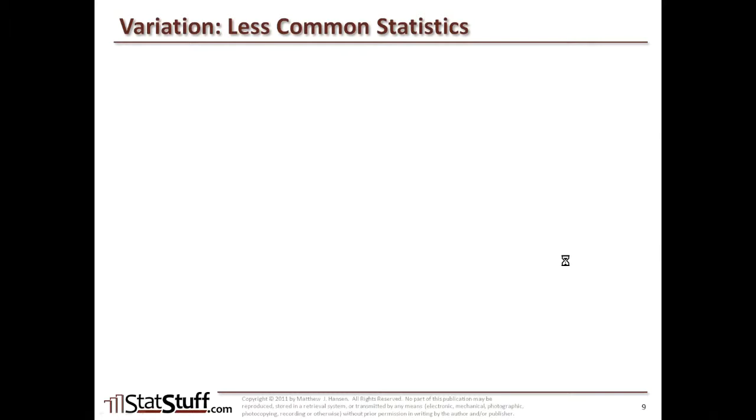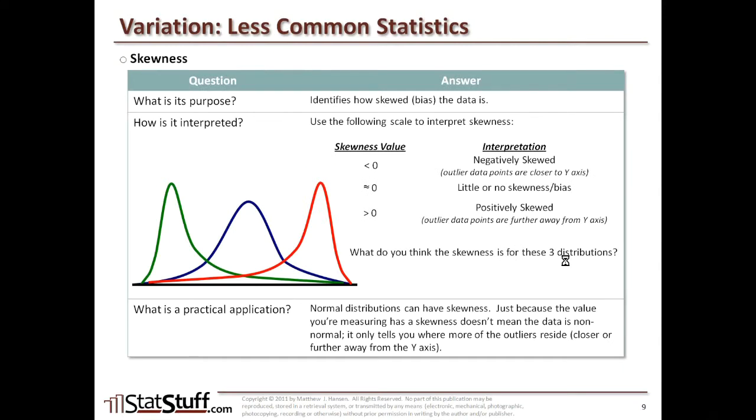The next statistic that we're going to look at is skewness. The purpose is to identify how skewed or how biased our data is. We interpret it using a scale like this. If the skewness value is less than 0, we would say that's negatively skewed, where the outlier data points are closer to the y-axis. If the skewness value is around 0, then it's relatively unbiased. That is, there's little or no skewness or bias in the data at all.